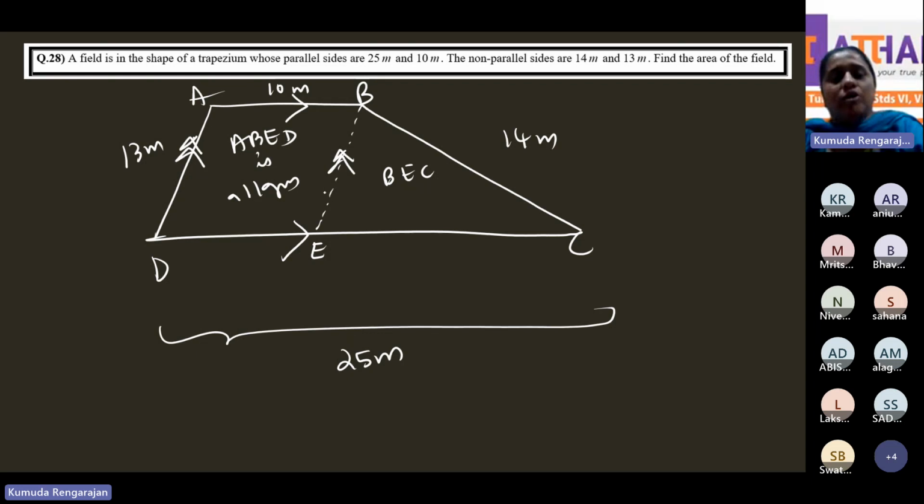That's one method. Or you can directly use a formula to find the area of a trapezium: half the sum of the parallel sides and the distance between them. So step one is this construction and then showing that this is a parallelogram.